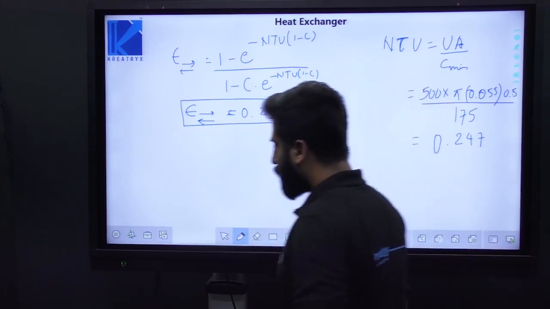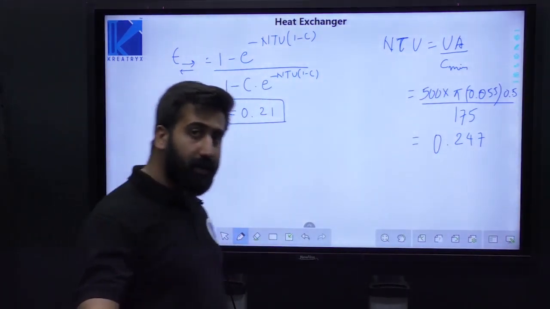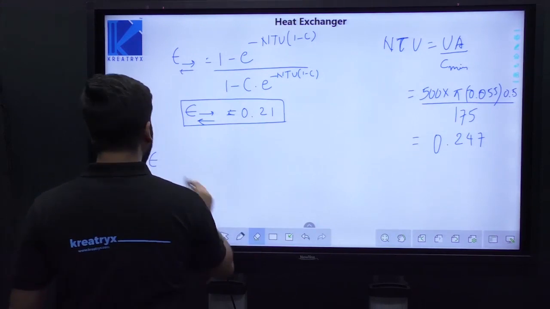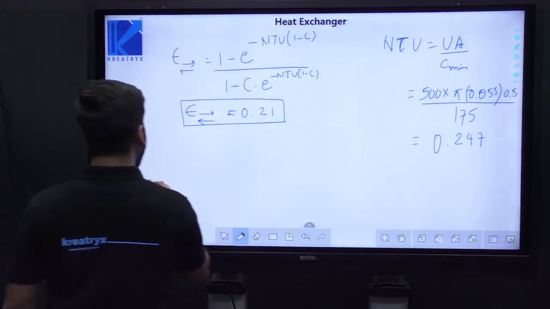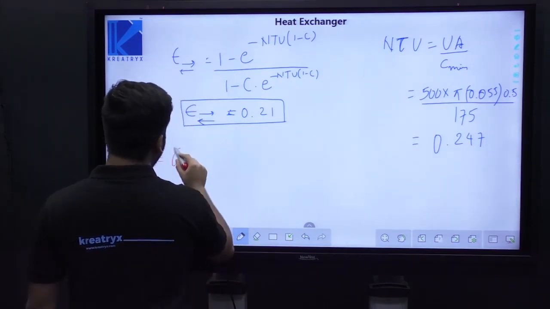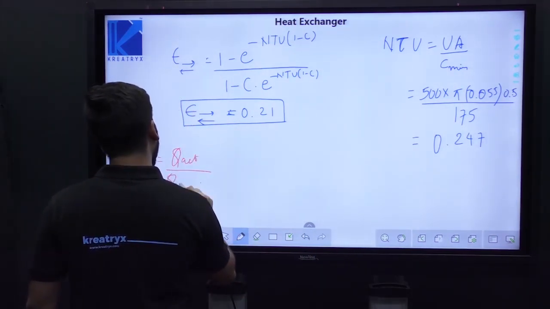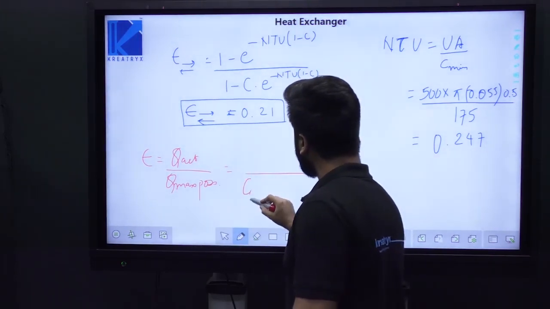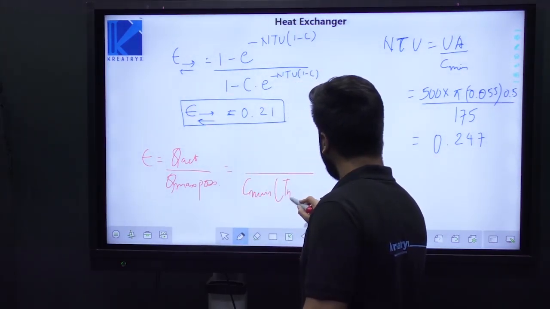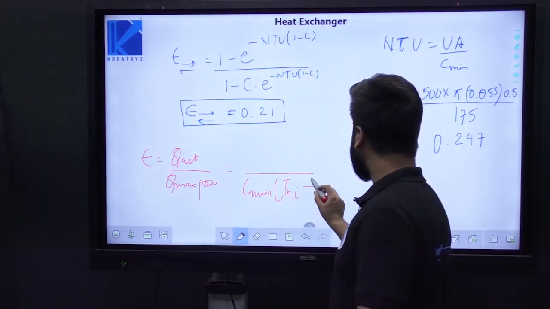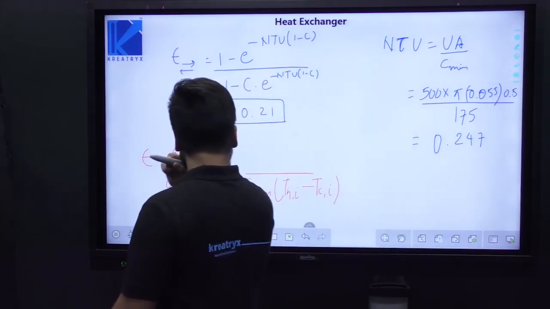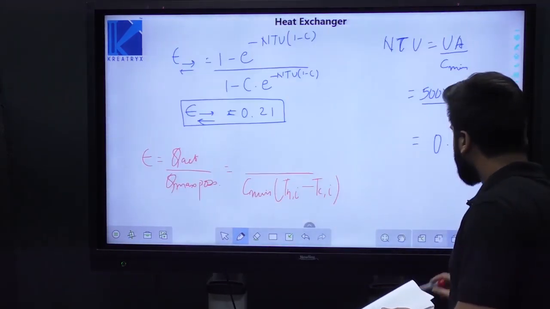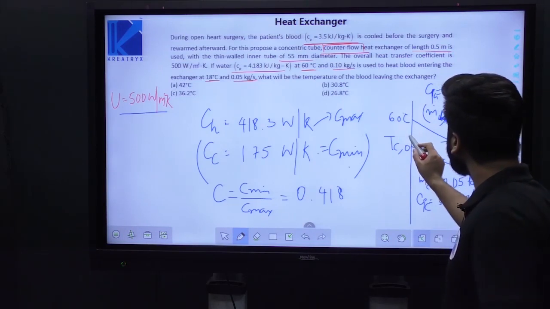And the second formula that we know for effectiveness actually contains the terms of temperature. What is that? Effectiveness is equal to Q actual upon Q maximum possible. And I have explained what Q maximum possible is equal to. This is equal to C minimum into (THI, that is the inlet temperature of hot fluid, minus TCI, that is the inlet temperature of cold fluid). And what will be Q actual in this case? What you have to find is TCO actually.